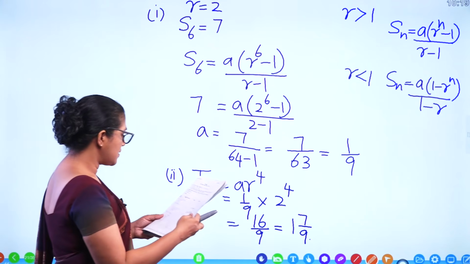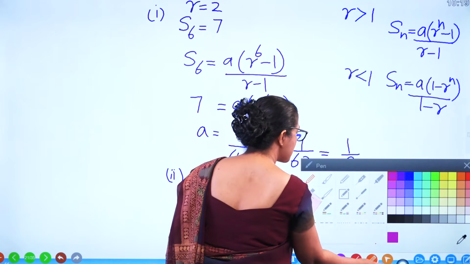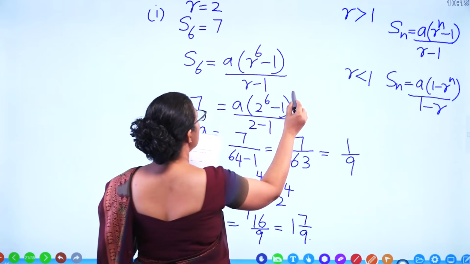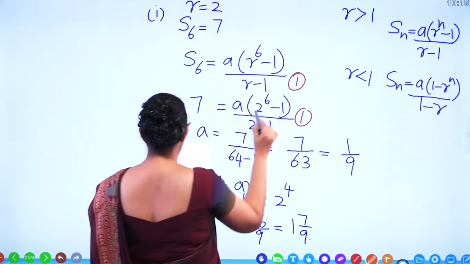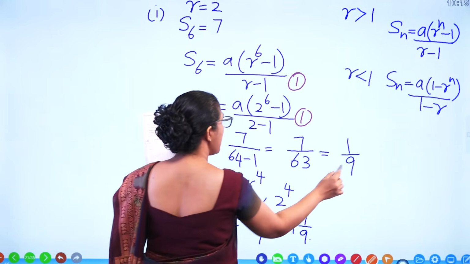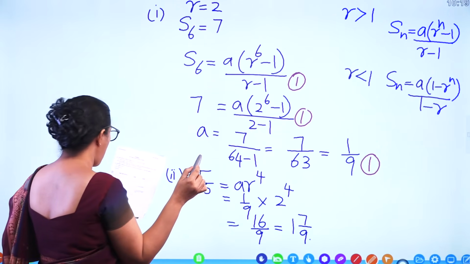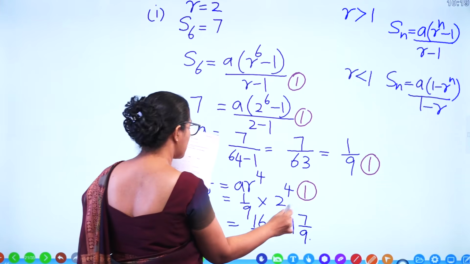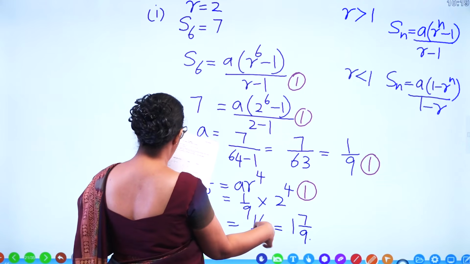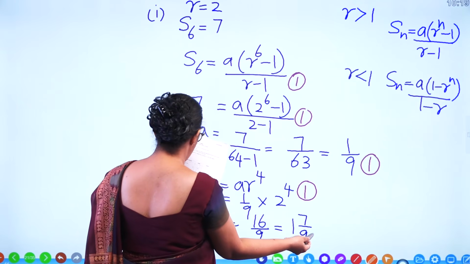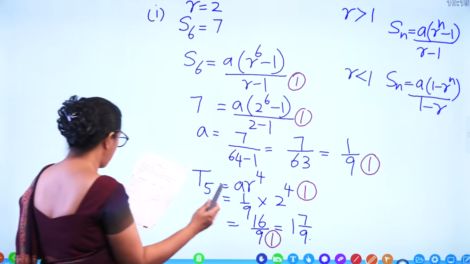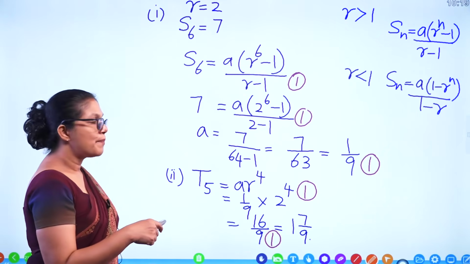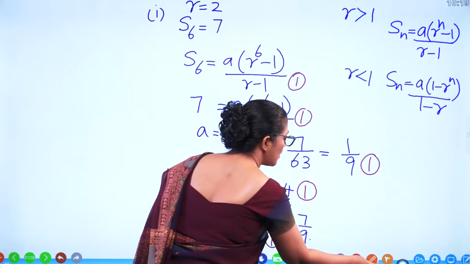Now we see the marking scheme, how you get marks there. Correct sum formula and substituting into it, 1 mark, and finding a value, 1 mark, 1 over 9. And then finding T5, 1 mark, and 16 over 9 you can leave as it is or you can simplify, but you get full marks for this as well. So altogether 5 here and 5 for the previous question, 10 marks altogether.